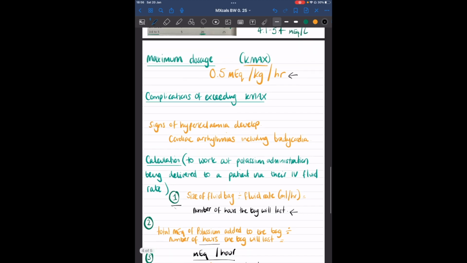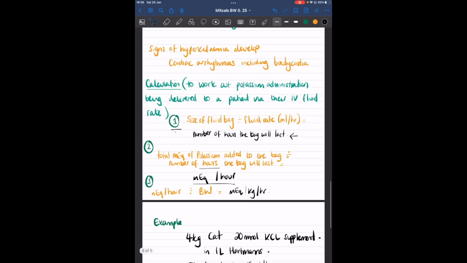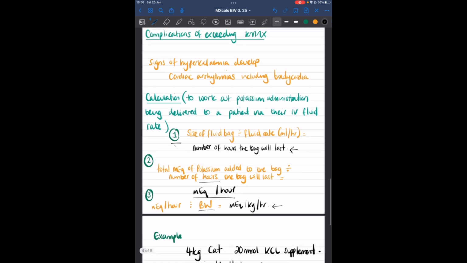Okay, but our Kmax is actually in milliequivalents per kilogram per hour. So we need a third step. We need to divide our milliequivalents per hour by the patient's body weight, and that will give us the milliequivalents per kilogram per hour. So as I said, this will be really good to save later if you are asked to work this out or are interested and want to work it out.